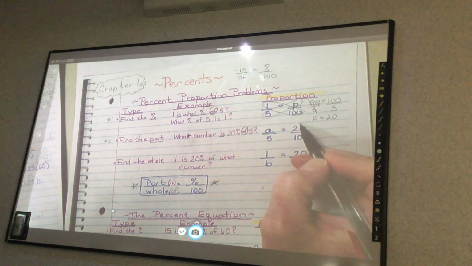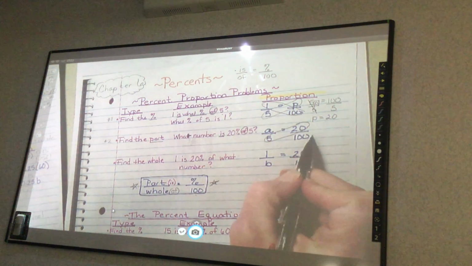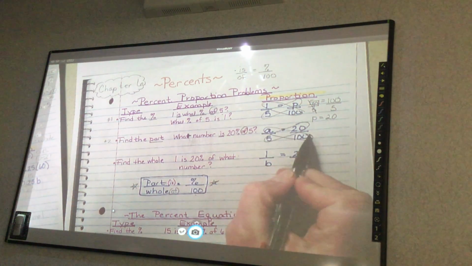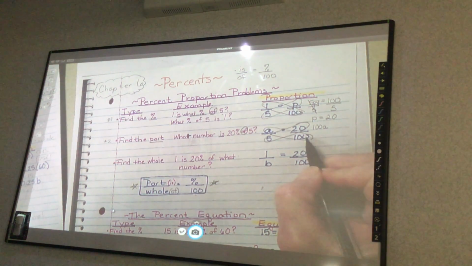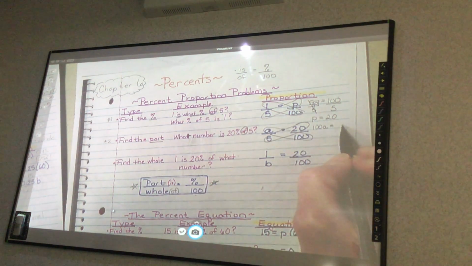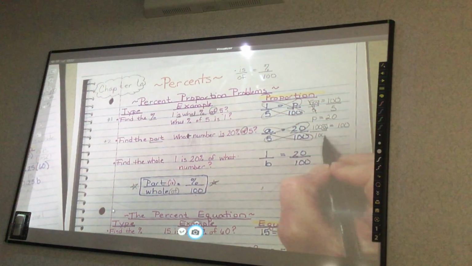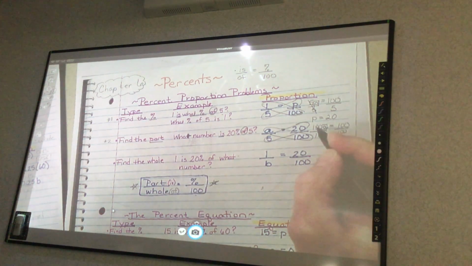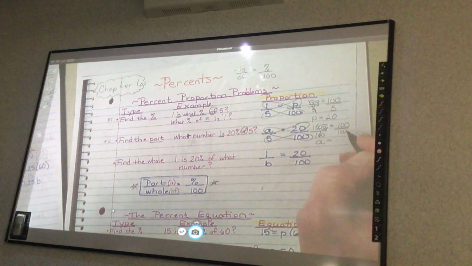To solve it, we do the cross product. So I have 100A, 100 times A is 100A, equals 5 times 20, which is 100. To solve for A, we box the A, divide by 100, divide by 100. These cancel each other out. I'm left with A equals 100 divided by 100, which is 1.